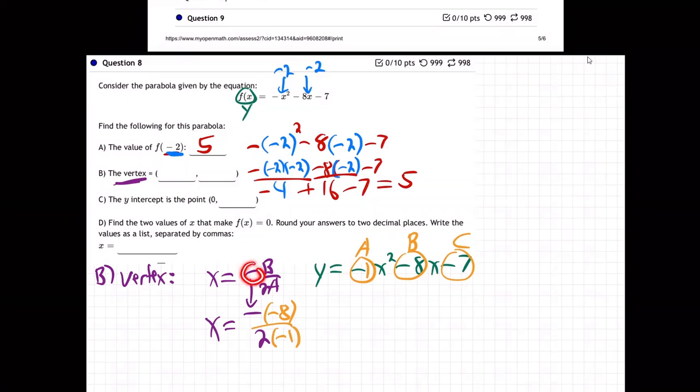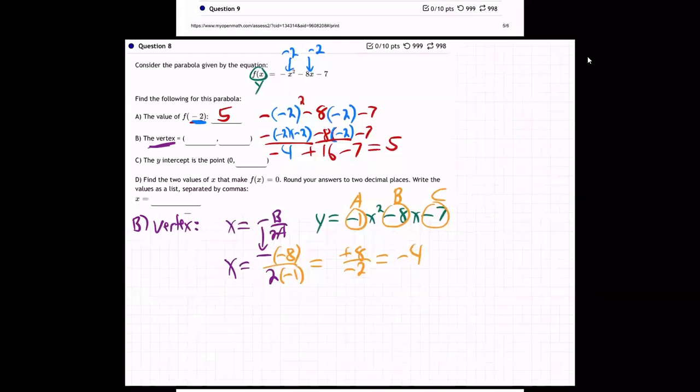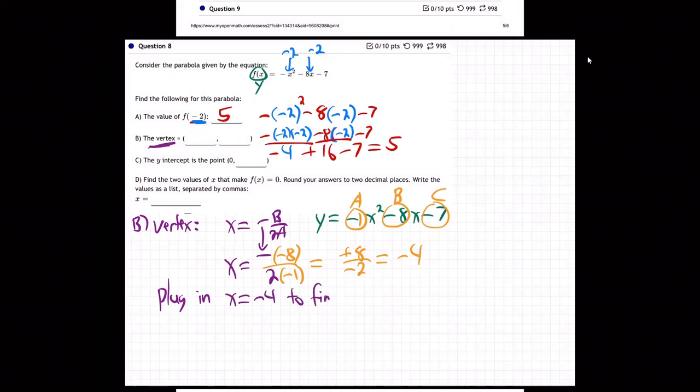We have a negative from the formula, and then we plugged in B and A, and they have their own negative signs. So notice 2 negatives on the top is +8. 2 times -1 is -2 on the bottom. Positive over negative is -4. So X is -4. Be careful with your signs there. And now how do we find Y? Plug in X equals -4 to find Y.